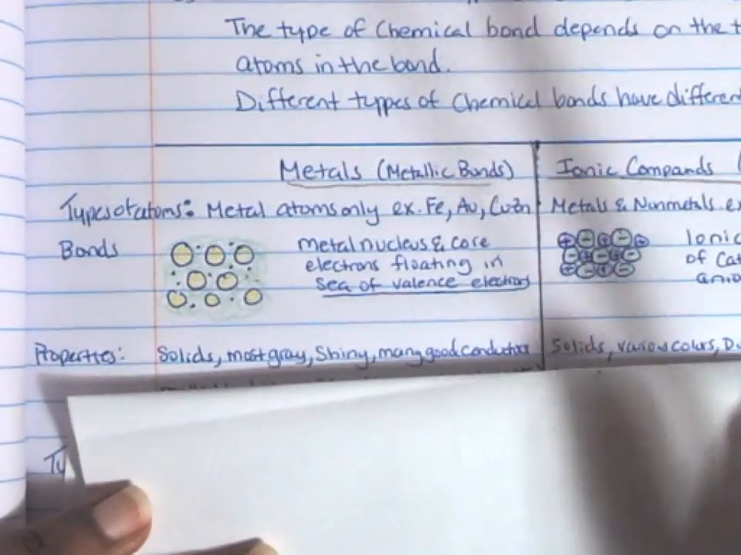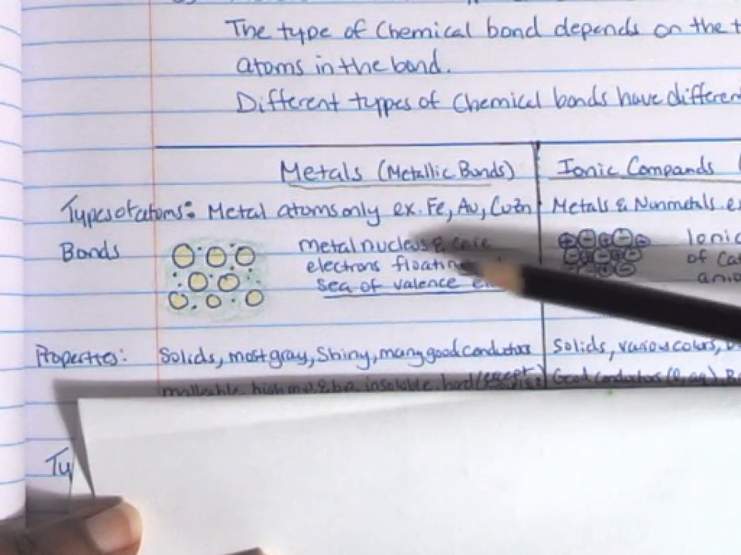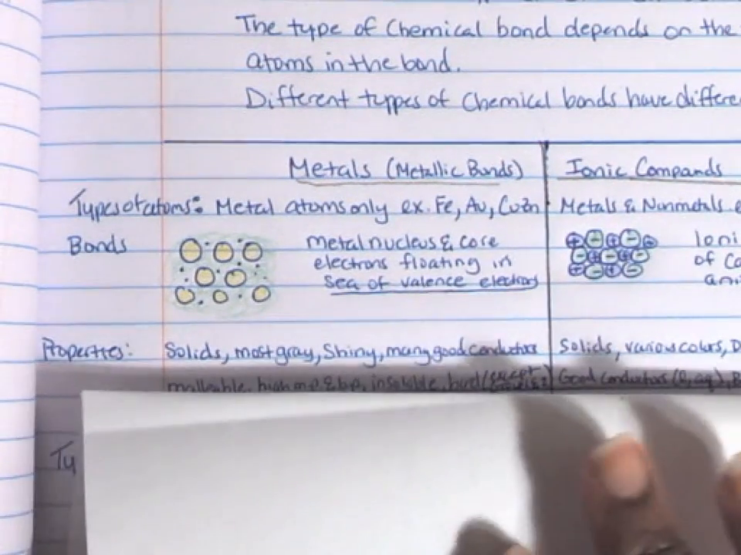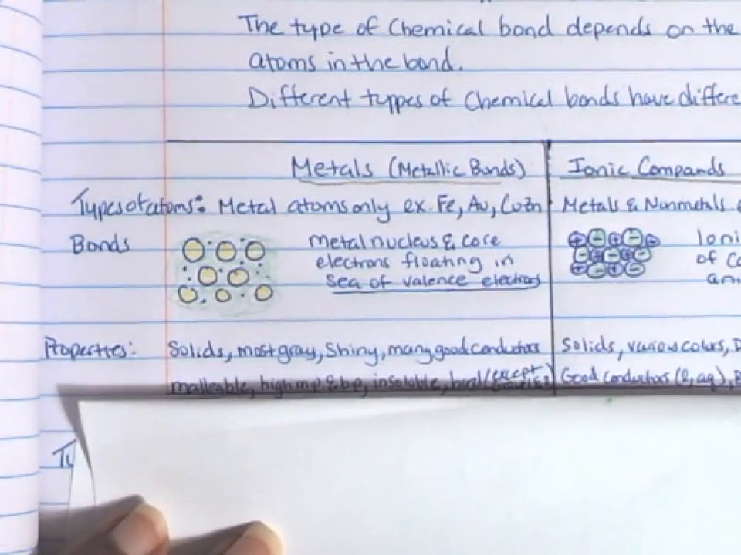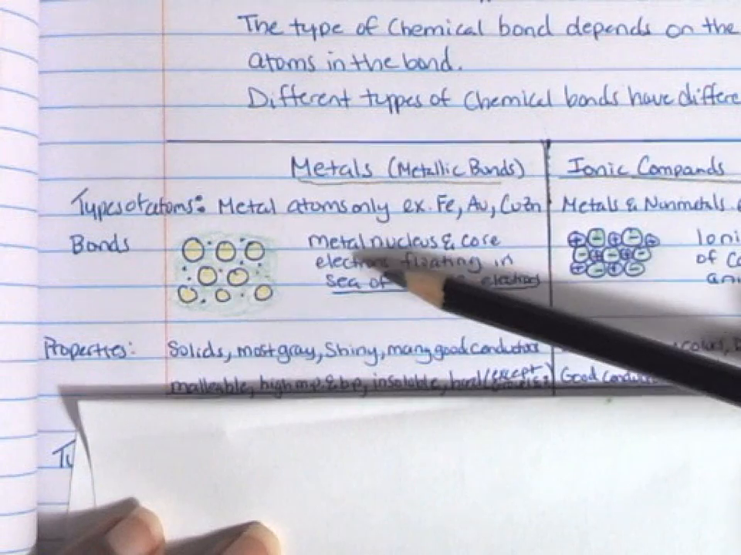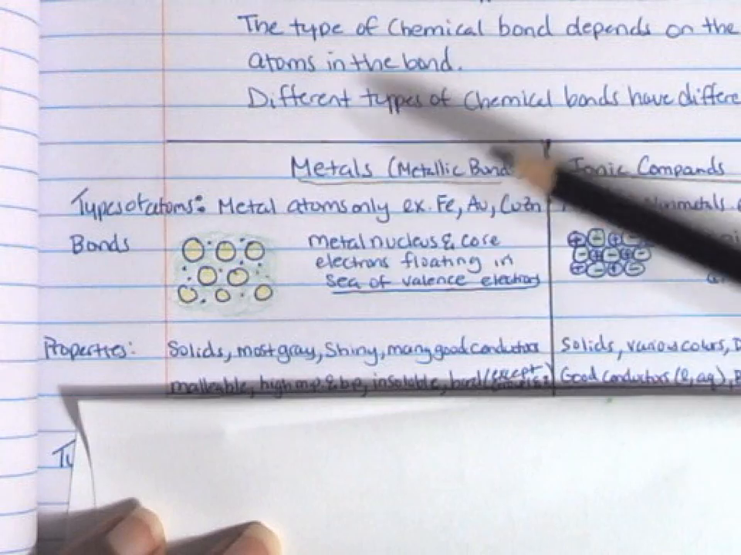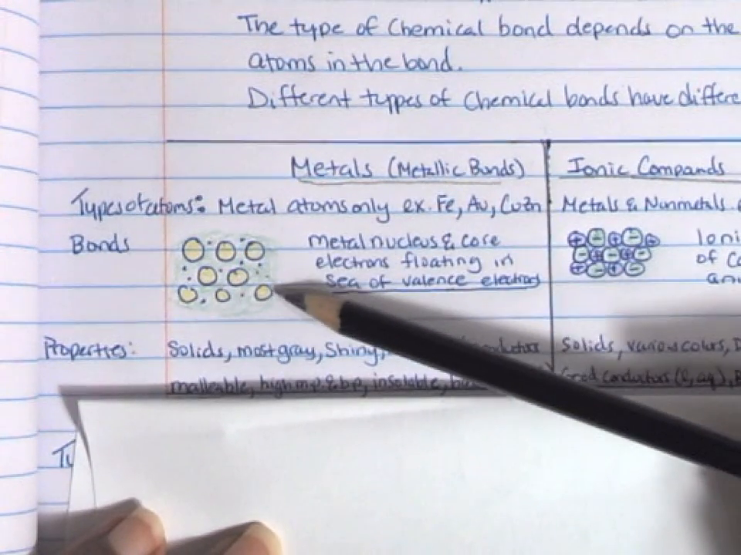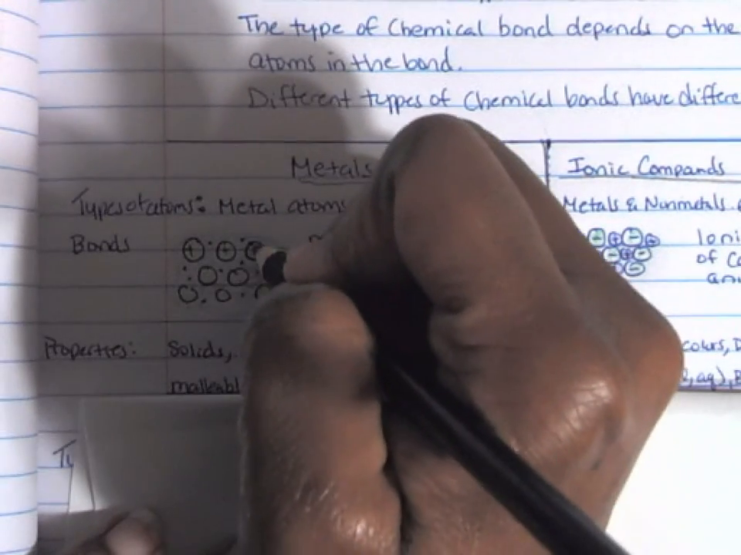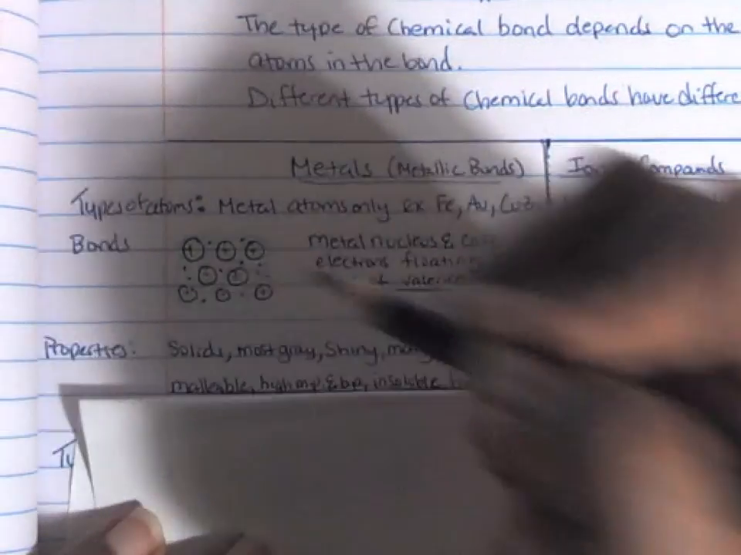Okay, so let's talk more about metallic bonds. So they are made of metal atoms only, and what they contain is a metal nucleus. The bond is described as a metal nucleus floating in a sea of electrons. Okay, so what do I mean by that? Here, these yellow circles represent the metal nucleus, which is positively charged, and the core or inner electrons. Since there are fewer inner electrons than there are protons, this is actually positively charged. So these all have positive charges because you have fewer electrons than protons.